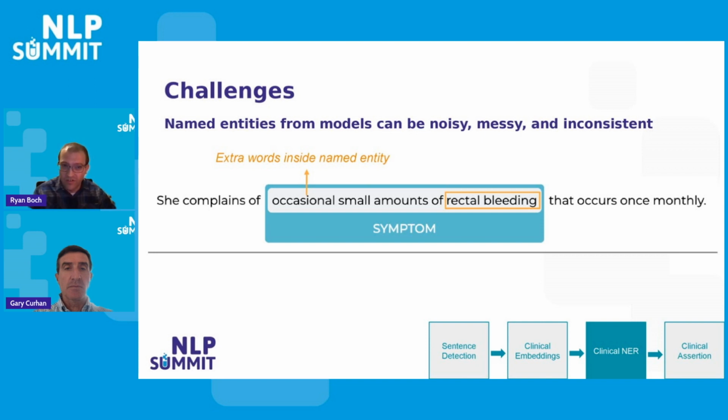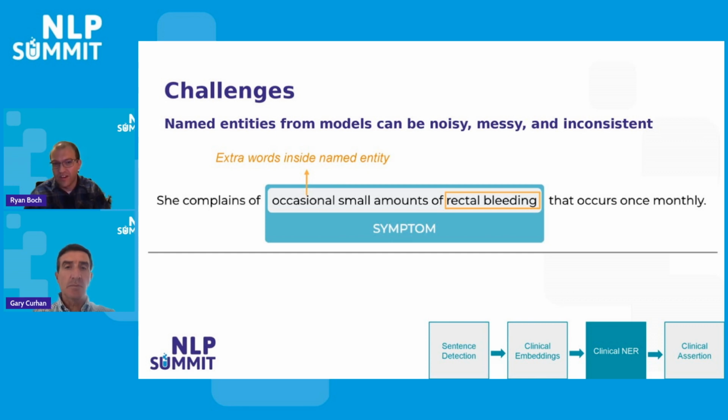But for named entity recognition, one of the challenges we saw is that these named entities can be, and commonly are, noisy, messy, and inconsistent. So what you see here is this symptom. Before, we had very clean labels of rectal bleeding, which makes the data very easy to work with on the output. But we see a lot of variation in the named entities. So there are extra words inside this named entity: occasional small amounts of rectal bleeding is a symptom. The most important thing here is that rectal bleeding is captured, and it is. But this does make the data more difficult to work with on the output.